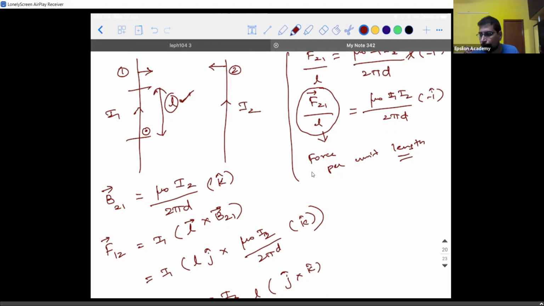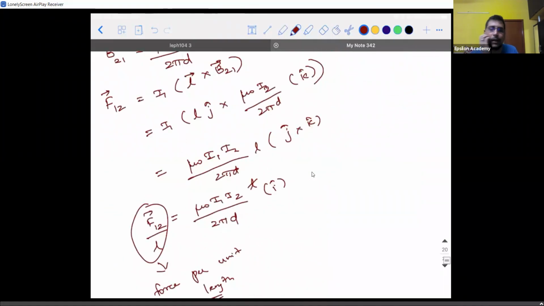So that's it, guys. This is all about the force per unit length. Next class I'm going to start with torque, because if I start now I can't finish in 10 to 15 minutes. Then I will show you the applications of torque in a device called a galvanometer. With that, this chapter is done.